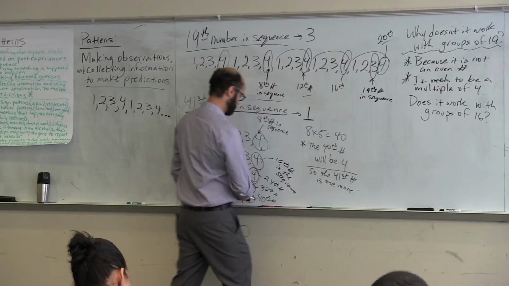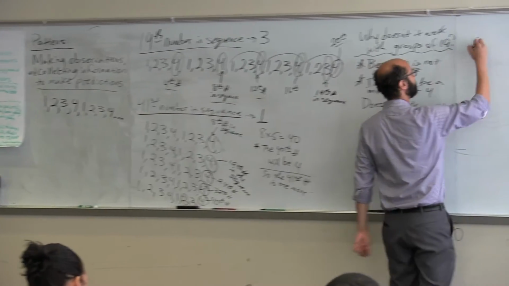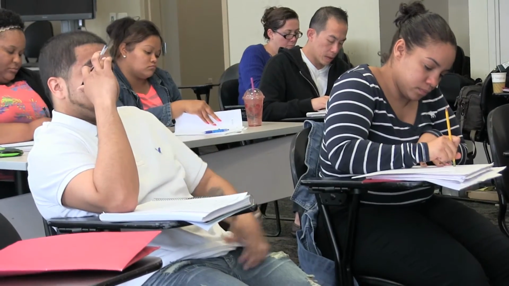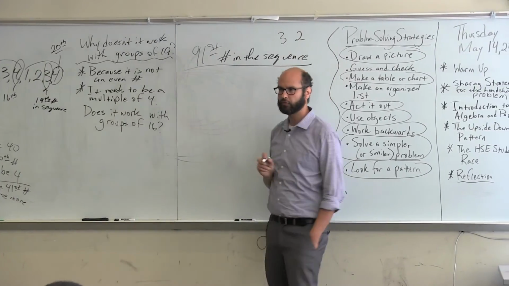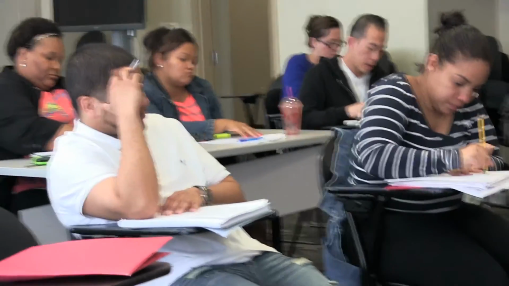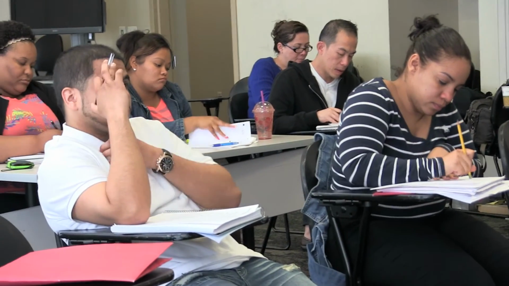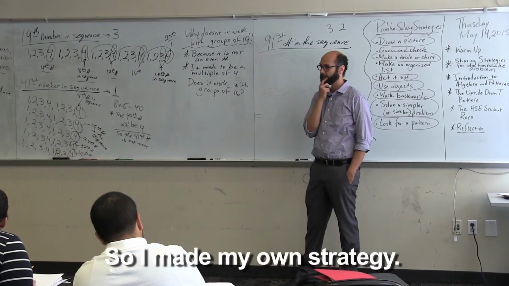All right. So one last for the 91st. First of all, what's the answer? What is the 91st? 3. I hear 3s. I also hear 2s. Does anyone have another strategy that we haven't looked at? So I made my own strategy. I think it's the easiest way so we can find the number.